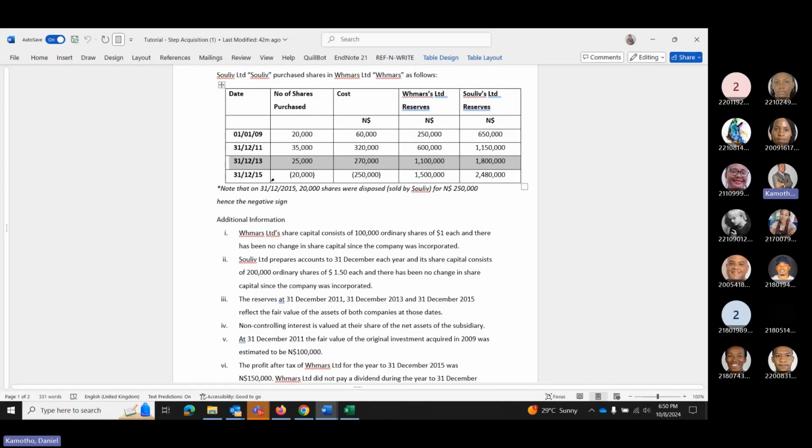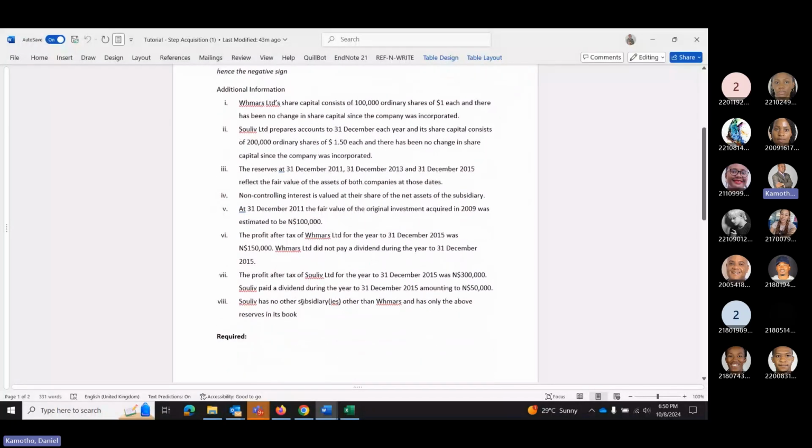Because we are talking about 2015, we need to separate this in terms of the group, in terms of the subsidiary. So we are saying from the date they became 80% to the beginning of 2015, how much did they make? We are saying to the end of 2015 is 1.5, but how much is it up to 2014? So we have been told the profit after tax for the year to 2015 was 150, and they did not pay a dividend during the year.